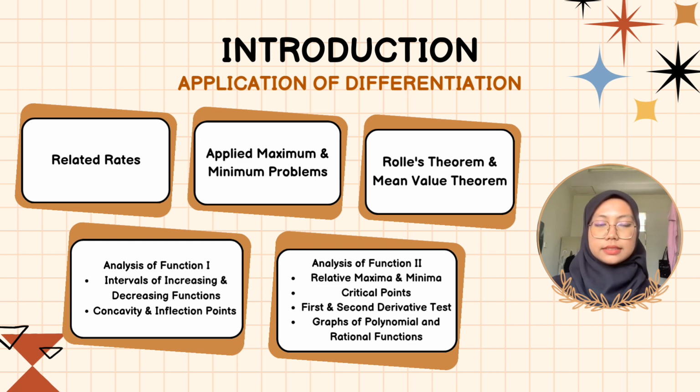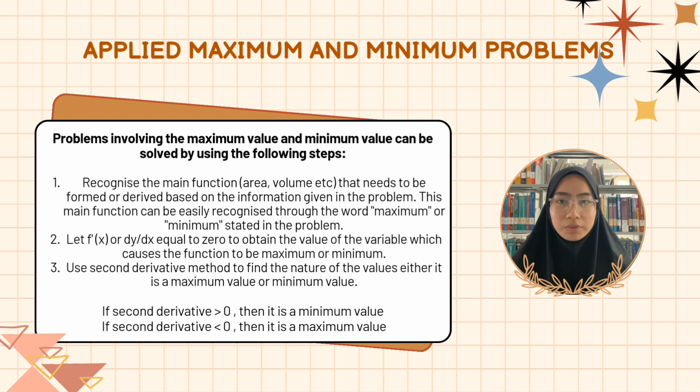rational functions. Problems involving the maximum value and minimum value can be solved by using the following steps. The first one is recognizing the main function, such as area and volume, that needs to be formed and derived based on the information given in the problem. This main function can be easily recognized through the word maximum or minimum stated in the problem. The second one is by letting f'(x) or dy/dx equal to 0 to obtain the value of the variable which causes the function to be maximum or minimum.